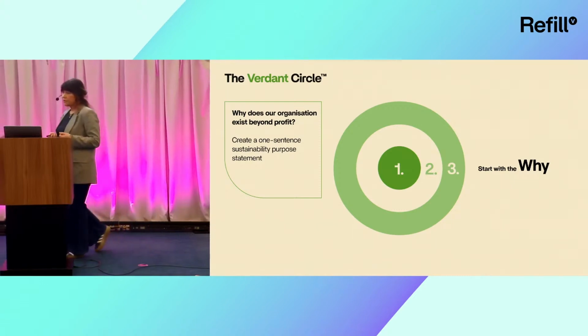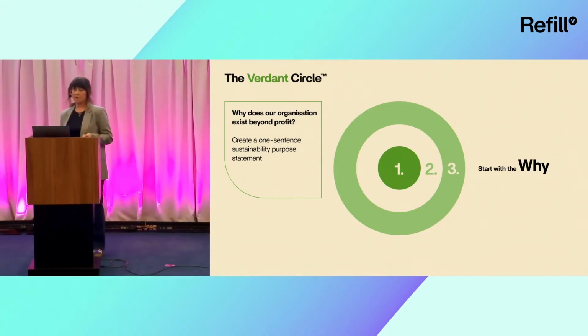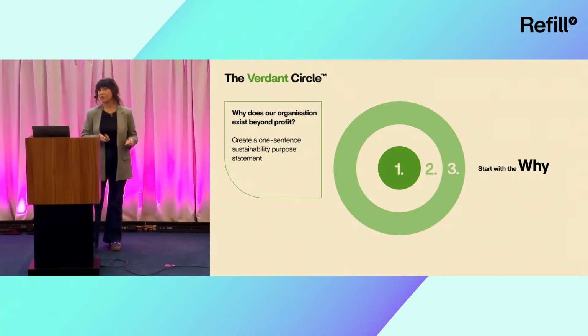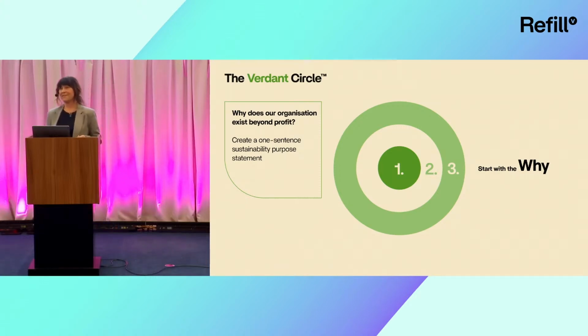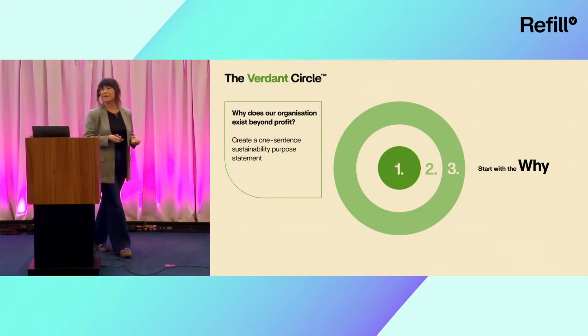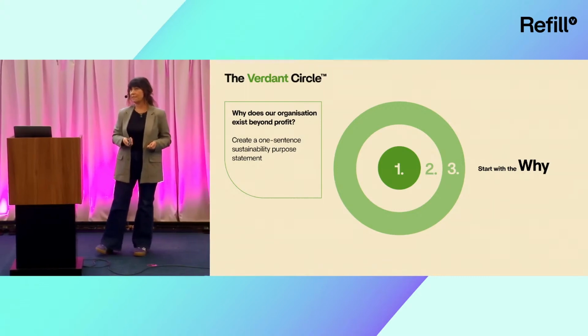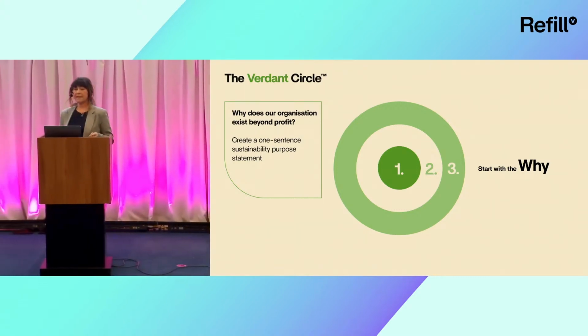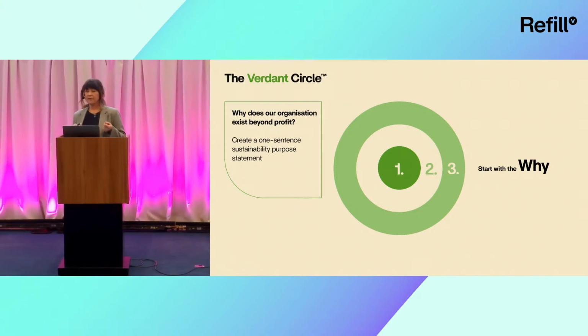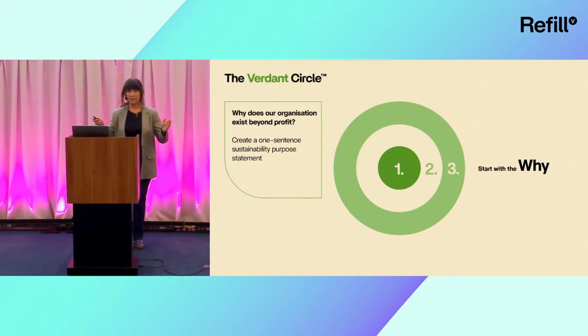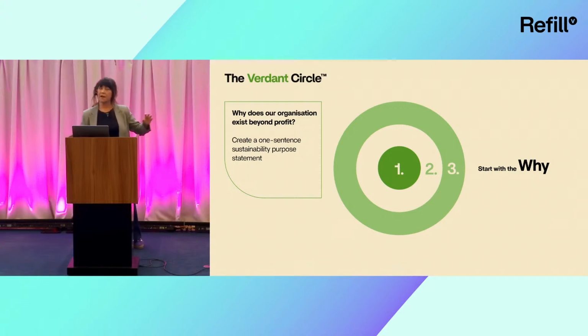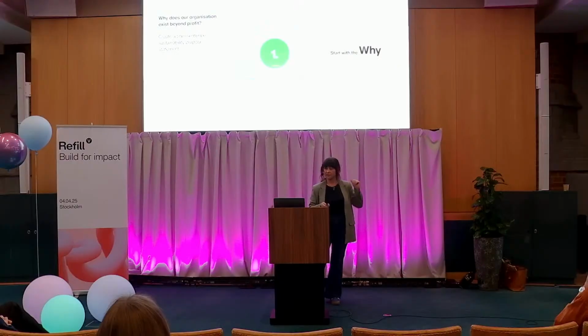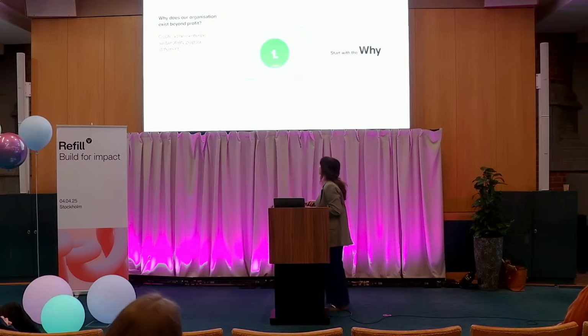So you start with the why. Why does our organization exist beyond profit? That's got to be key, because profit is a result. That's not what drives you. Yeah, it's great knowing that I've got a wage when I wake up in the morning and I can pay the bills. But that's not what gets me out to go to work. So we need to find out what is the key sustainability purpose that drives us. And I think it's not just a general purpose. I think sustainability needs to be at the top for this to work. So you start with creating a one-sentence sustainability purpose statement.